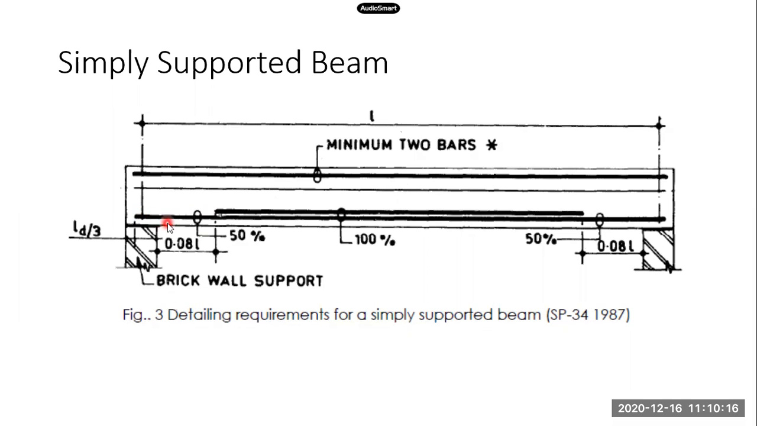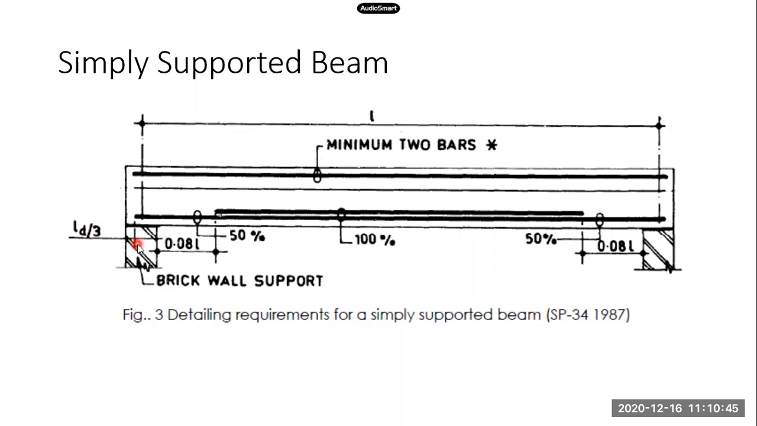And they should extend within the support to a distance of Ld by 3. Ld is the development length. We'll get the development length based on bond stress, diameter of bar, and the grade of steel. There is a calculation for that, but we can get Ld. But what has to happen? These bars, whatever main bars are provided, they should extend to a distance of Ld by 3 within the support. So that has been shown here.